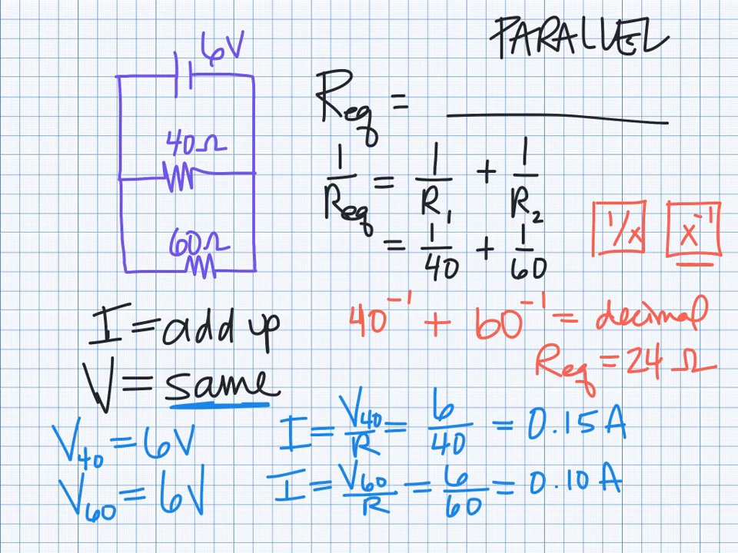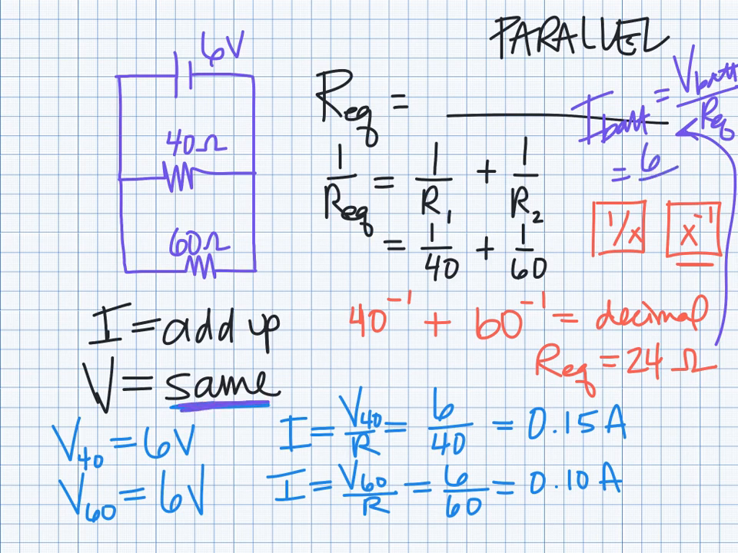Now, is there a way to check to see if this is right, like we can do with series circuits? Well, absolutely, because if I take this 24 and I find the current through the battery, I'm kind of running out of room here, sorry. So if I say the current through the battery should be the voltage of the battery divided by my equivalent resistance. So that's going to be my 6 that I keep using over and over again because it's the same everywhere. 6 divided by 24, I get 0.25 amps.